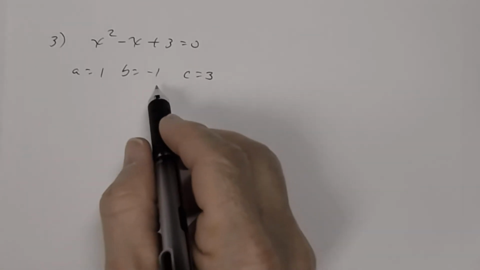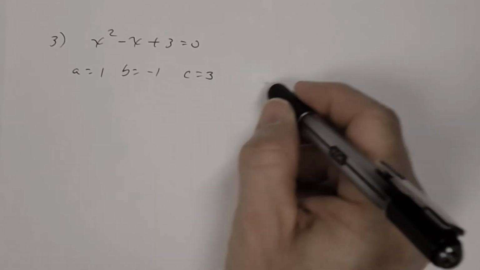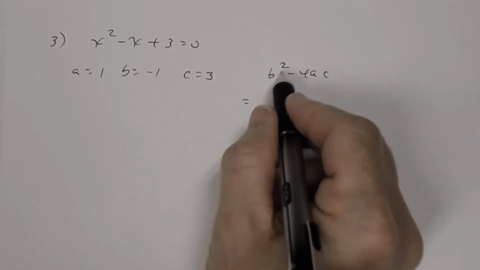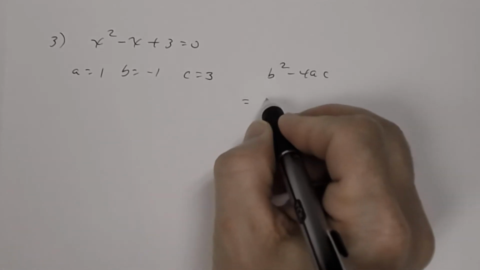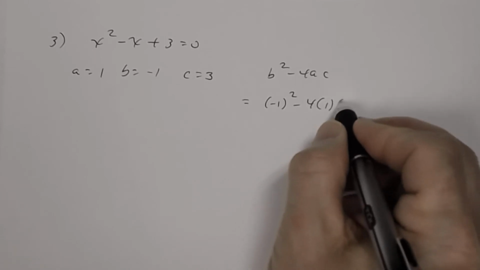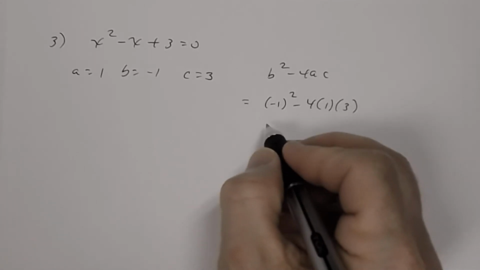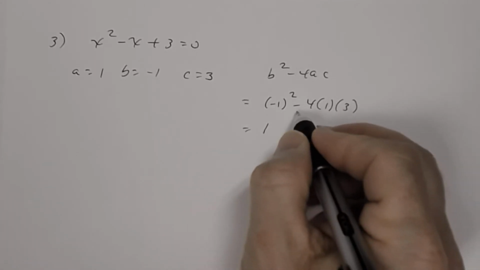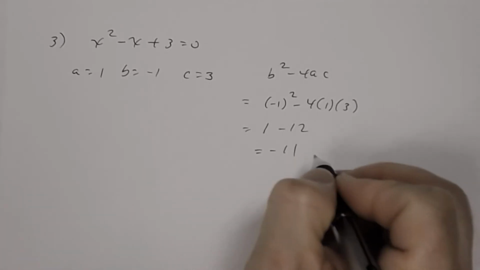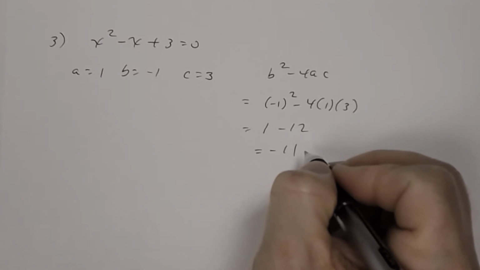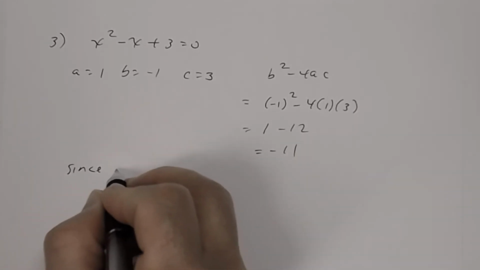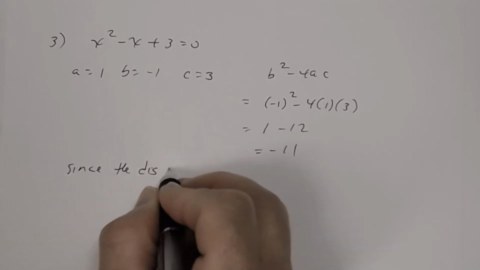And so when I use the discriminant, b squared minus 4ac, I'm going to get b squared, so that's negative 1 squared, in parentheses, minus 4 times a, which is 1, times c, which is 3. So negative 1 squared is 1, and this becomes minus 12, which is negative 11. Notice the discriminant is negative. Since the discriminant is negative, remember, that's not a real number.